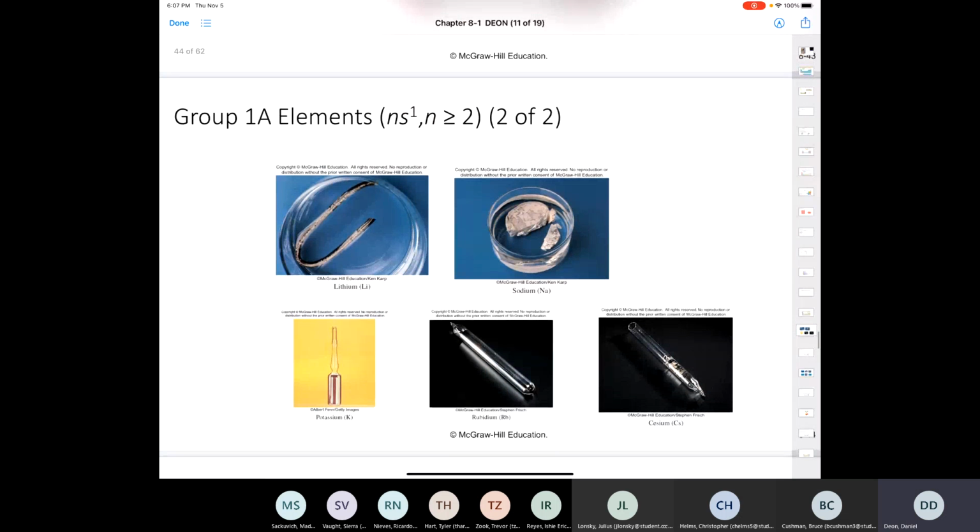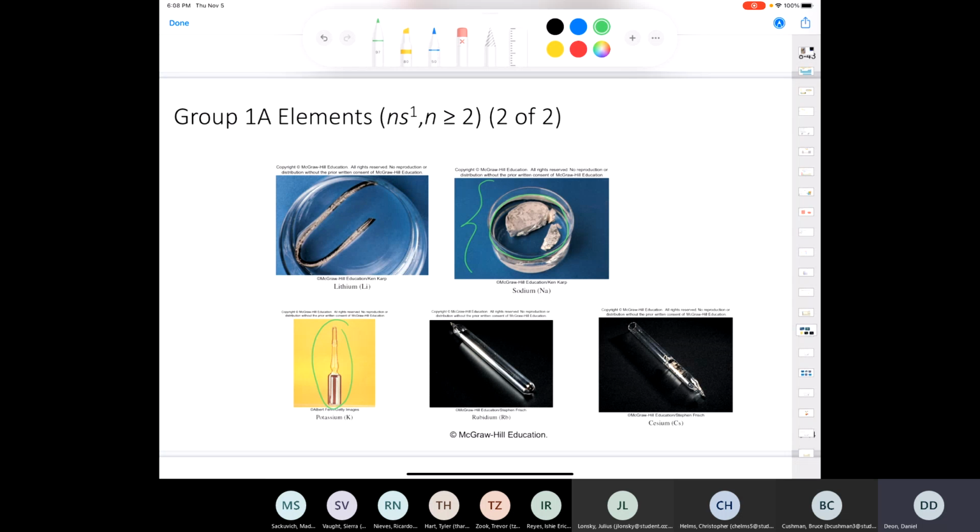Here are some pictures of the group 1A elements. Most of them are soft metals. You can see sodium here, and I don't know if anybody's had a chance to handle sodium before, but you see that the sodium is under a liquid, and that's definitely not water, is it? Because then it would react, but the sodium is actually stored under mineral oil, and that prevents it from being exposed to water that's in the air. The same thing applies to potassium.